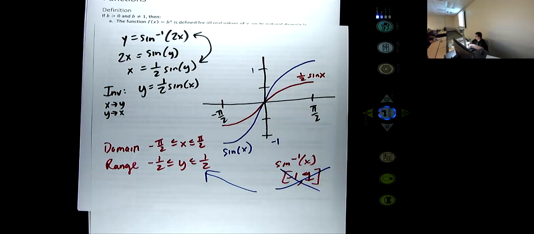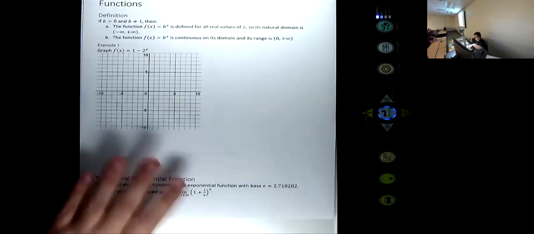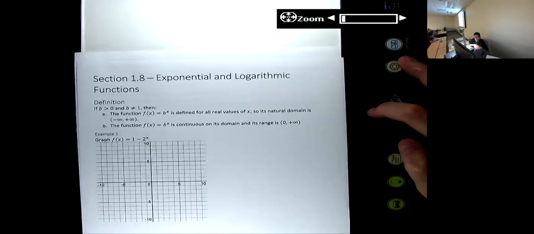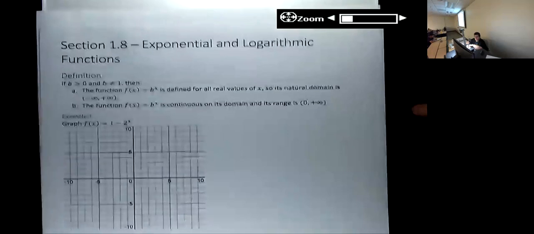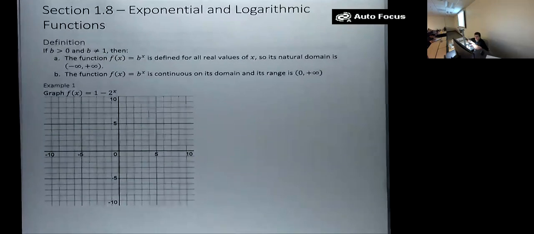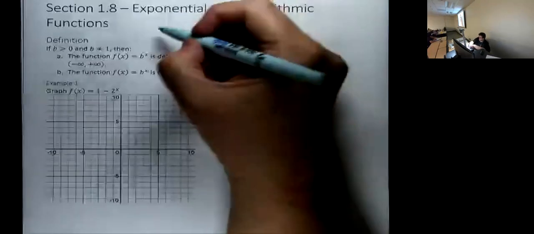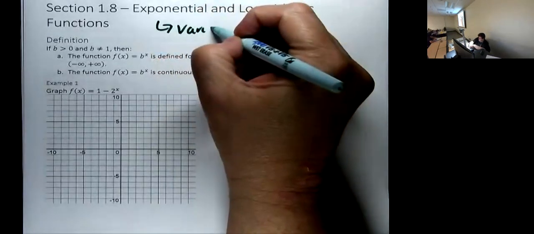All right. Next section. Exponentials and logarithms. So exponentials are when we have the variable in the exponent. That's all exponential is. The variable in the exponent.